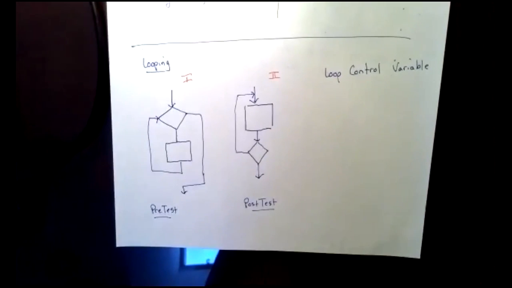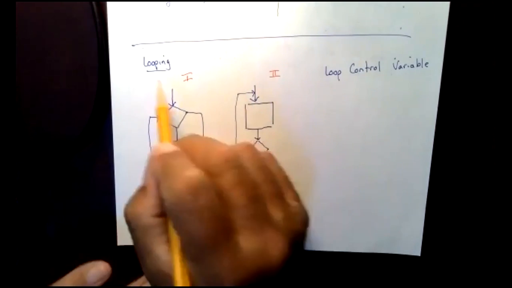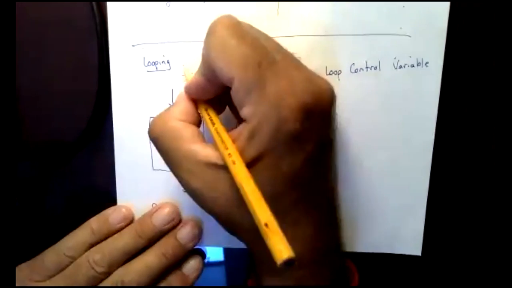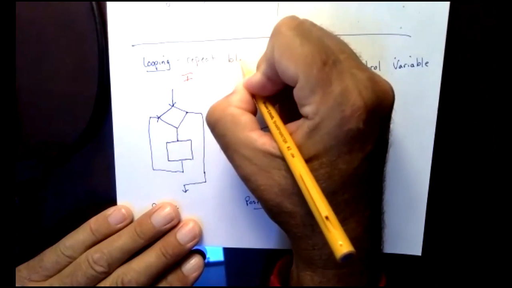Went up a little too high. All right, so there are these things called flowcharts. You've seen them. They're slowly going away, but in the computer science world, we will still use them. And there's two different types of flowcharts that we're going to look at. What we're going to do in this world of looping is used to repeat blocks of code.